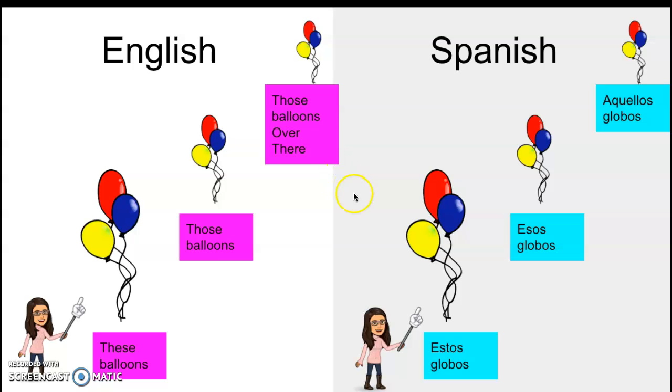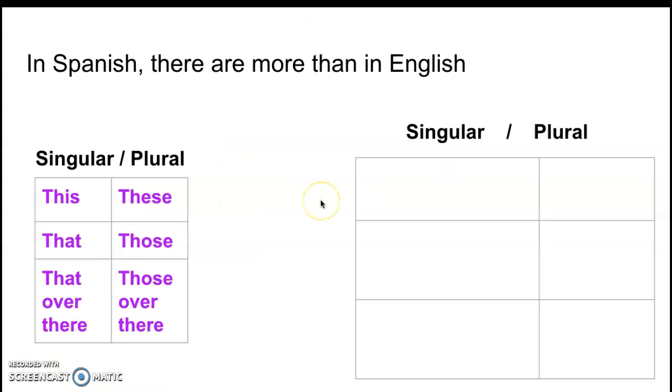In Spanish, I would refer to estos globos for the ones that are closest to me. Esos globos would be those balloons. And then aquellos globos would be the ones that are farther away. So, like I said, in Spanish, there are more of these words than in English. In English, we just say this, or that, or that over there. If I have plural, these and those over there. That's it. This and these are the things closest, that and those are a little further away, and that or those over there are far away.